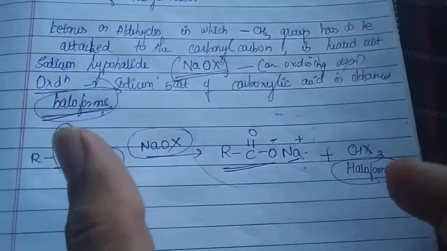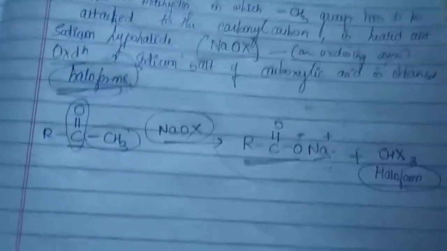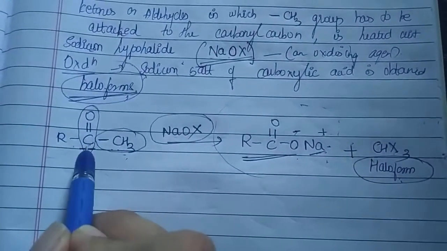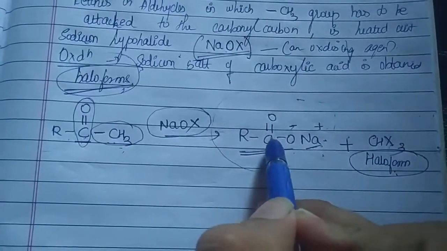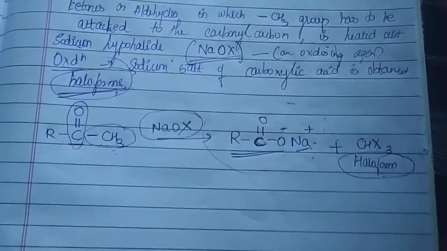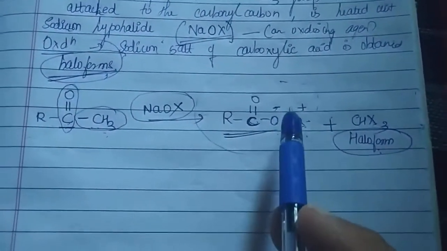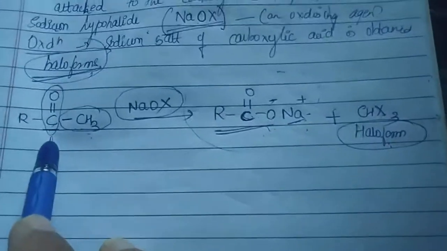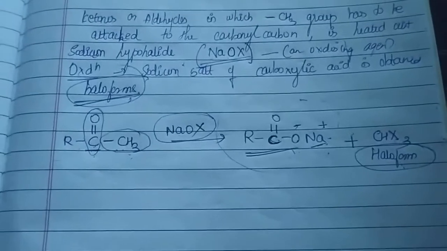But what important note you can make here: in the reactant we had 2 carbon atoms, yes or no? But in the product we have just 1 carbon atom. So what we note here is that whatever product we get has 1 carbon atom less than the reactant used.